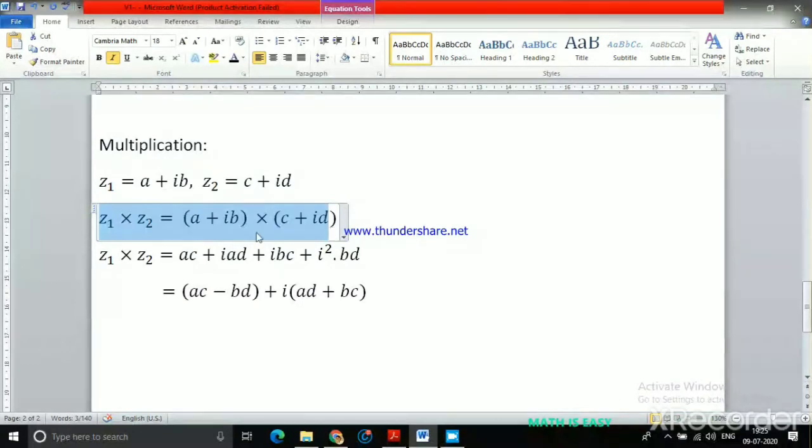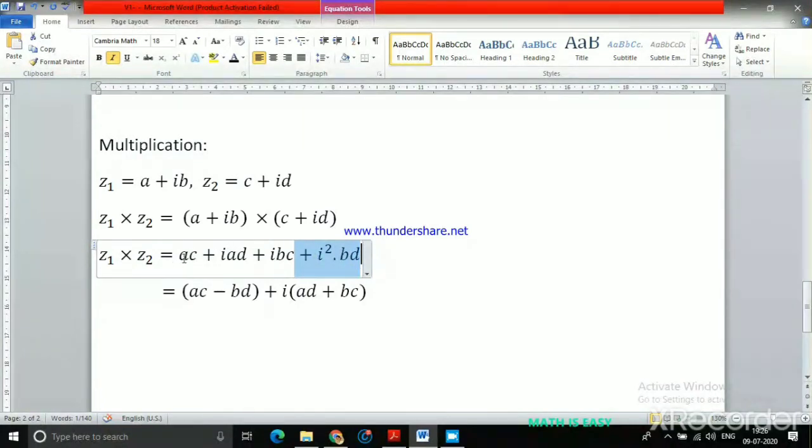The same pattern we follow. First a multiplied with c, so it will be ac. Then a multiplied with id, so it will be i into a into d, iad. Then ib will multiply with c, so ibc. Then you multiply ib with id, so i into i is going to be i square, b into d. Now here I can write the i square value as minus 1. So minus into plus is going to be minus, so this is going to be minus bd.